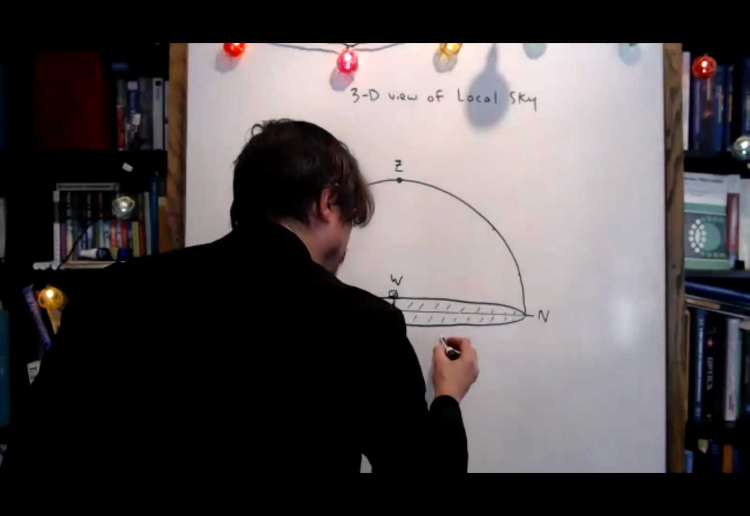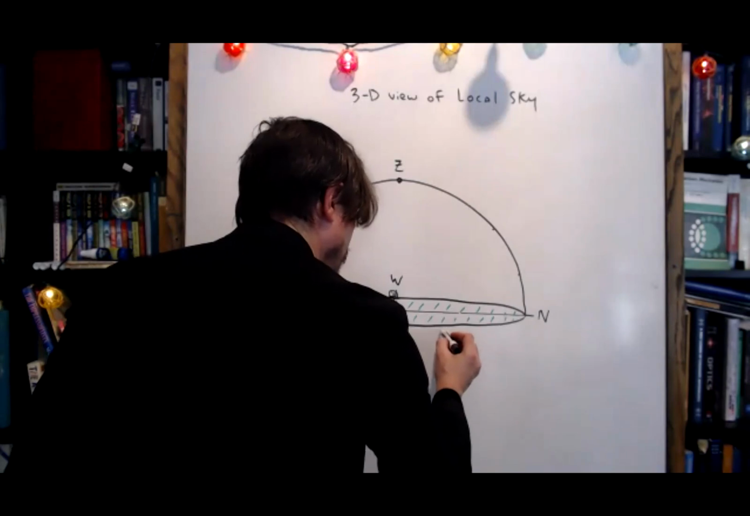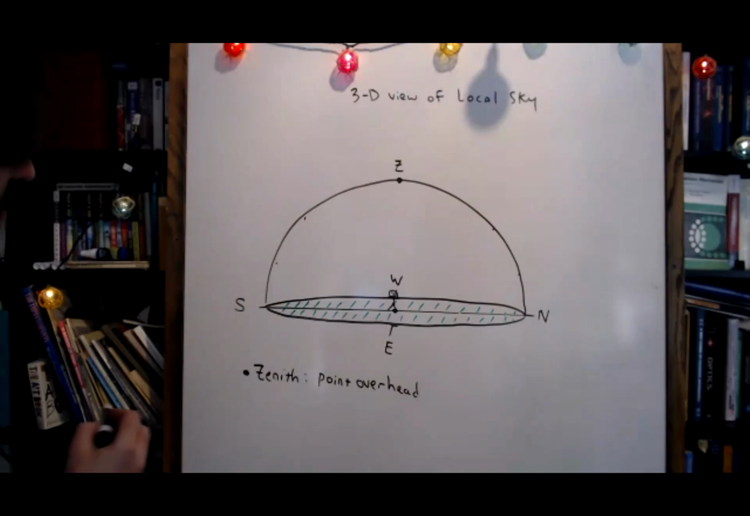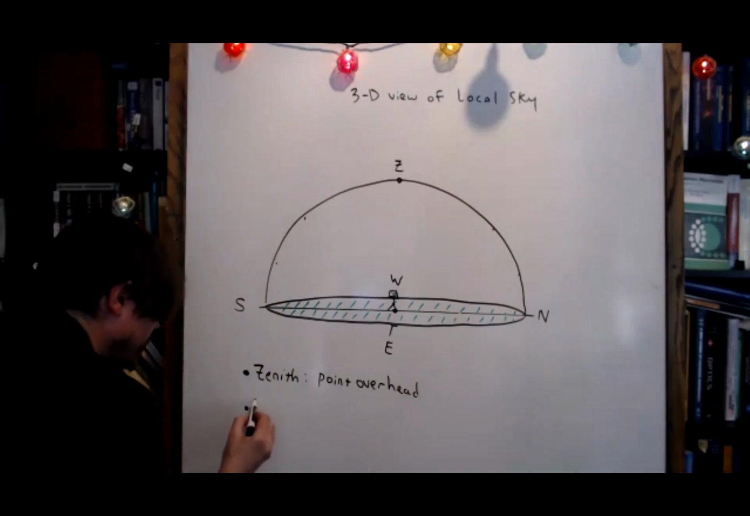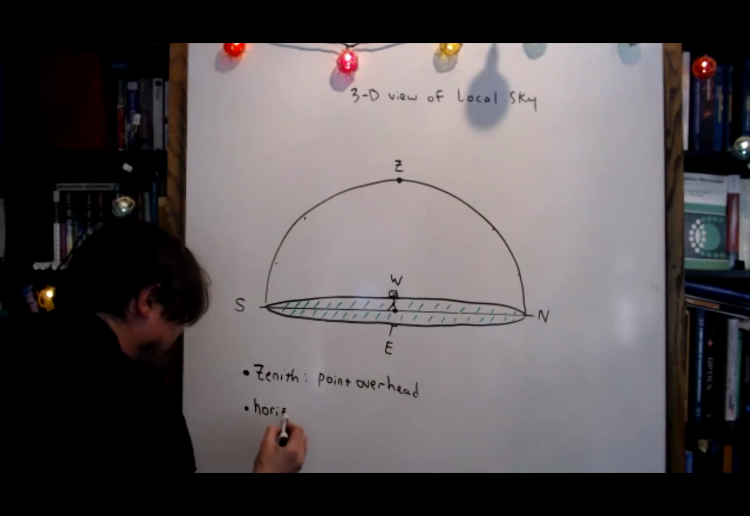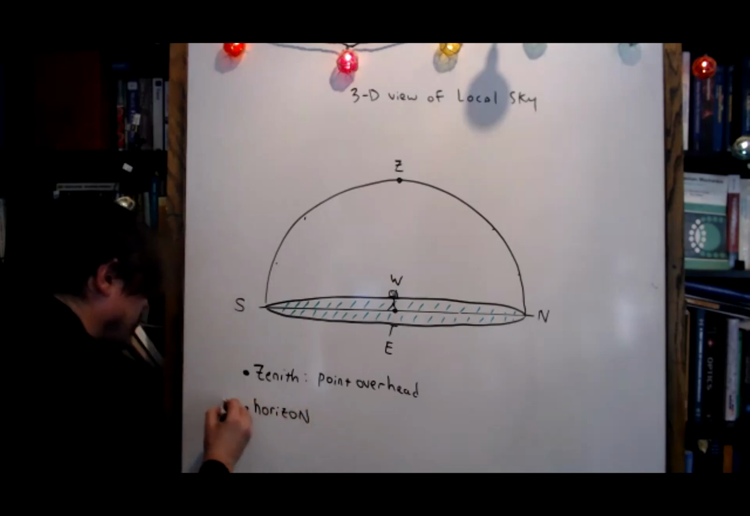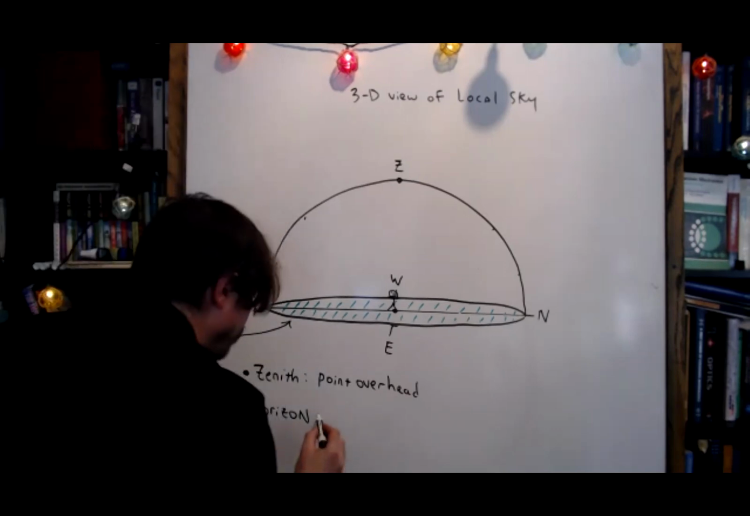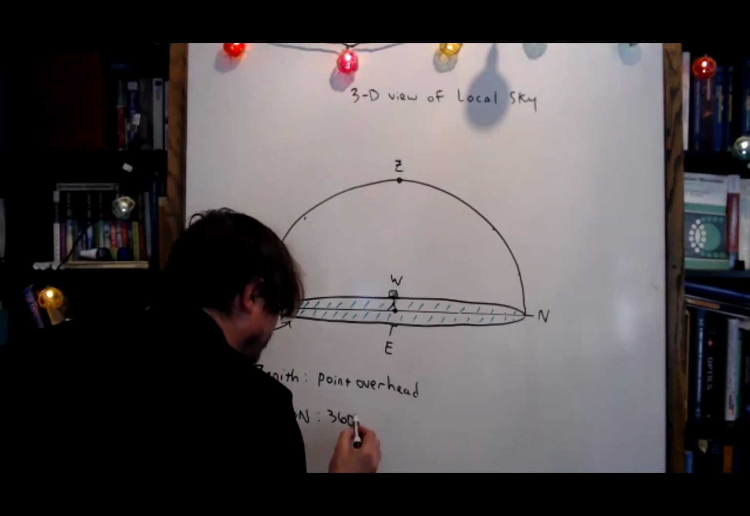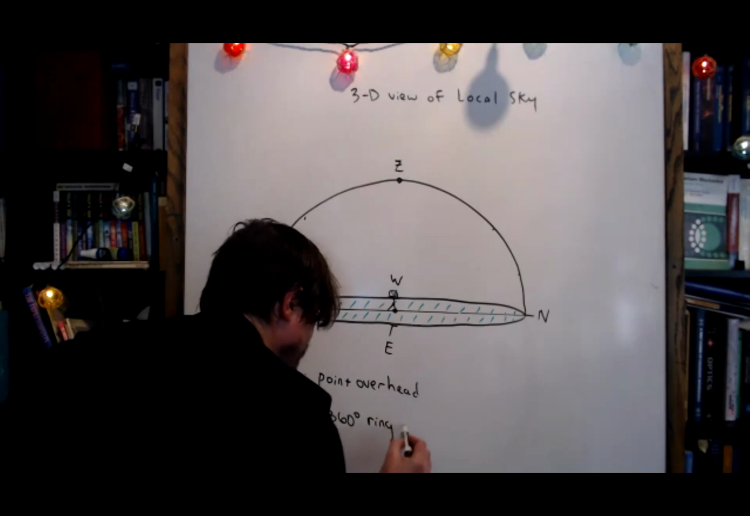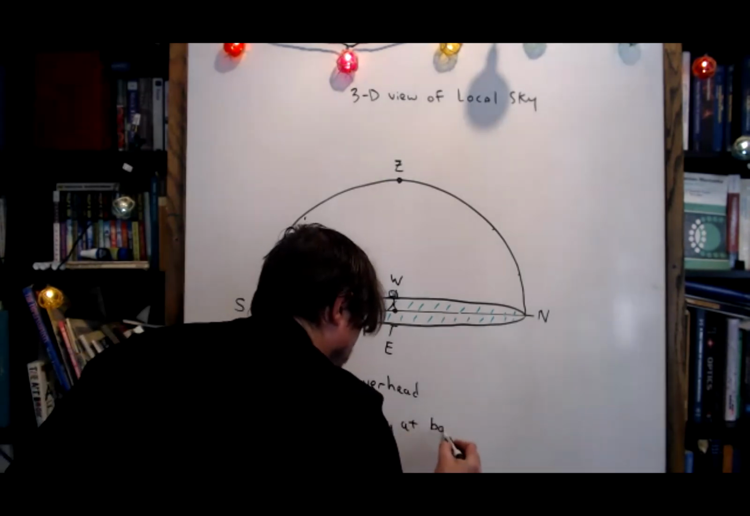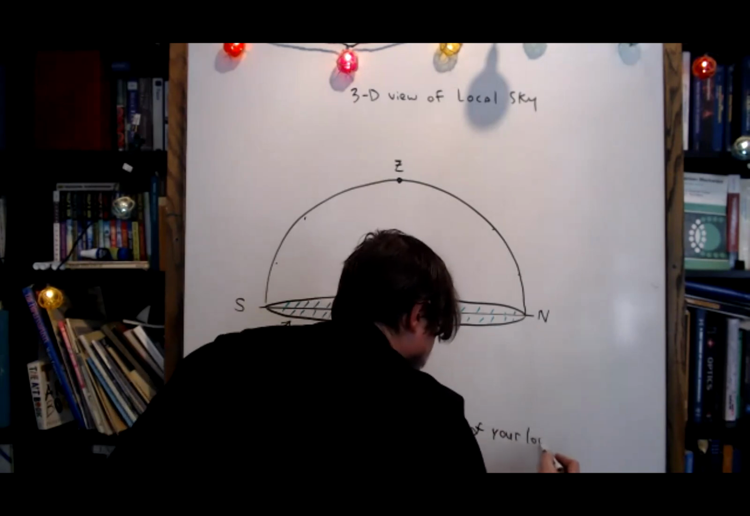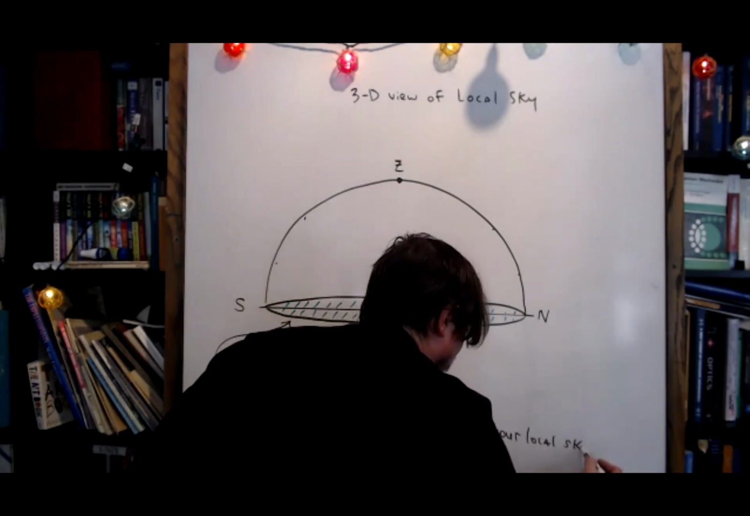Next, we could indicate this oval here. The oval that we drew in is called the horizon, sometimes the horizon ring. So let's draw an arrow up to the horizon. The horizon is a 360-degree ring at the base of your local sky.